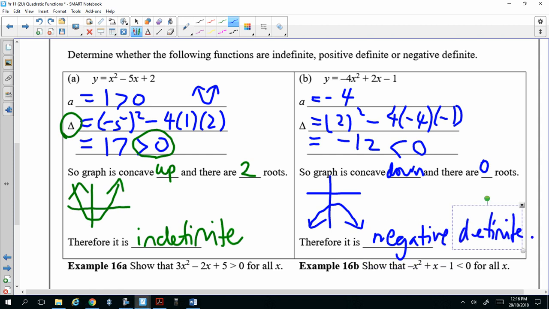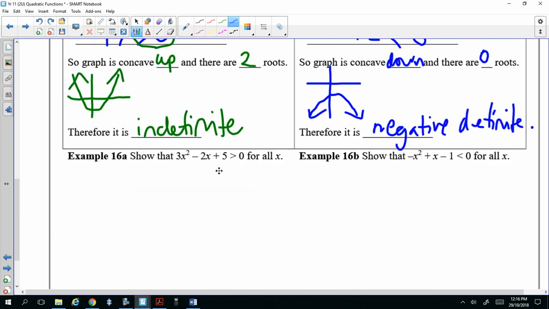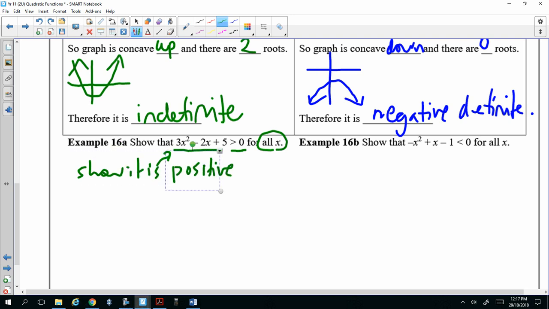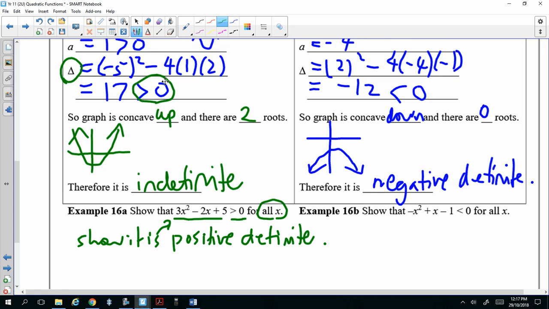Let's look at the next one. This can get a bit harder. Okay, so it's saying, show that this inequality is always true for all x. When the question says that, it's actually saying show it is positive definite. So if it's always positive, it means it's positive definite. And the question is, how do we show that? Well, we just did that above, didn't we? We have to look at two things. Which two things do we look at?